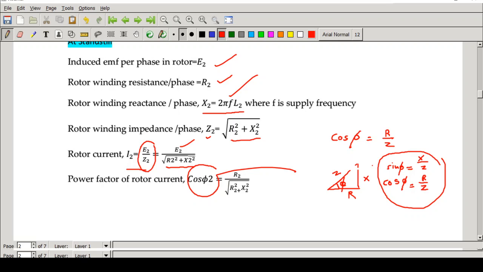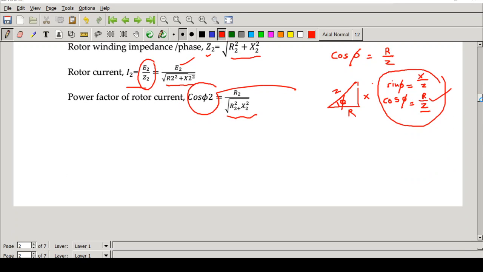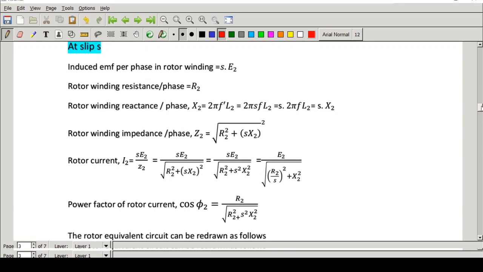So this is how you arrive at this expression, that is cos phi 2 is equal to R by Z. What is the expression for Z? Z is equal to square root of R2 squared plus X2 squared. Now let us take the second case, when the rotor starts rotating. When the rotor starts rotating, the frequency is not F, it is F dash, that is given by slip S into F.